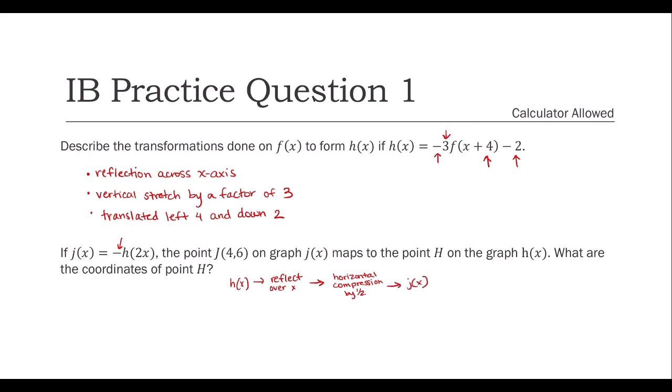So we have point j on j of x, which is (4, 6), and we're going to go backwards to h of x. So instead of a horizontal compression by 1/2, we're going to multiply our horizontal value by the reciprocal of 1/2, which is 2. So we'll get (8, 6). And then we'll reflect it over the x-axis by switching our y value from positive to negative. So it'll be (8, -6). So point h is (8, -6).